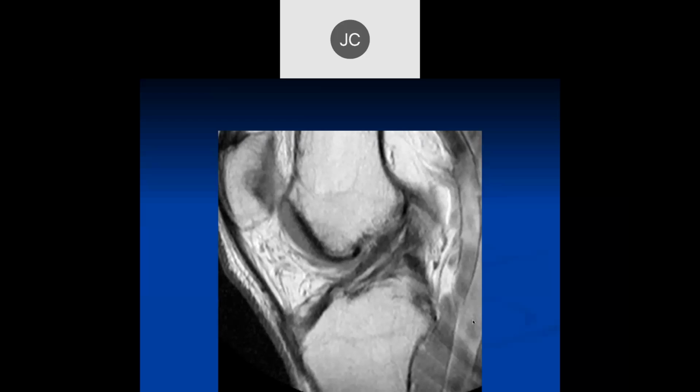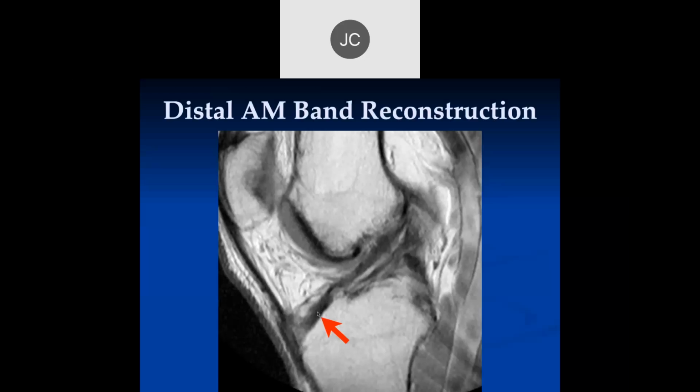Okay, let's see, who's next? I'm just looking at the ACL. See, the anterior medial bundle looks like it's intact. I don't see the posterior bundle very well. Yeah, here's the posterior band, here's the anterior band, and what's happening here? There's some ACL tissue there, so maybe there's been a repair. Yeah, so in this case, there's been a repair of that distal anterior medial band.